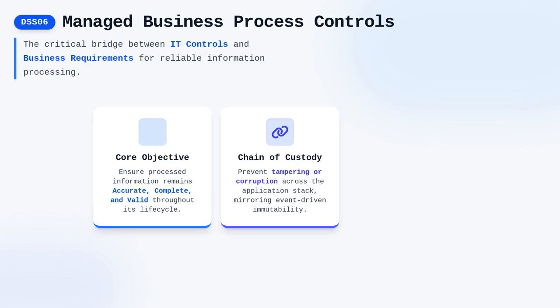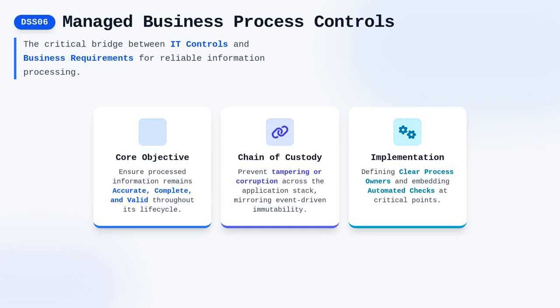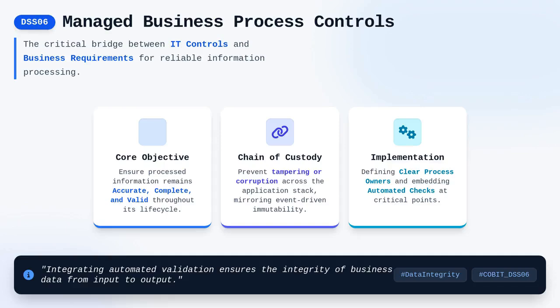This creates a chain of custody for information, similar to how we might ensure immutability in an event-driven architecture. By defining clear process owners and embedding automated checks at critical points, we maintain the integrity of business data throughout its lifecycle.